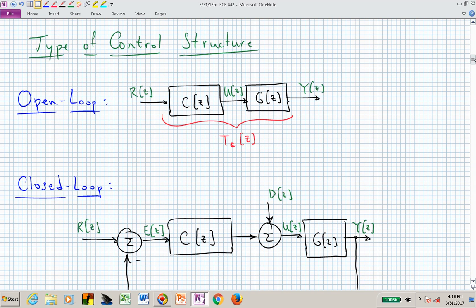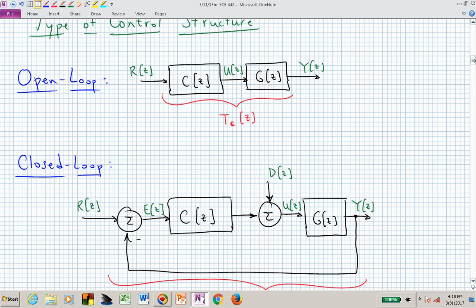Now, with respect to a controller, we could really accomplish a control either in an open loop setting, where we now simply stage a controller with a transfer function capital C of Z in series with a plant G of Z, so that we now have these in cascade or in series, and the overall transfer function would be capital T sub C of Z.